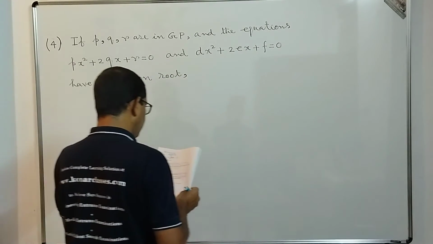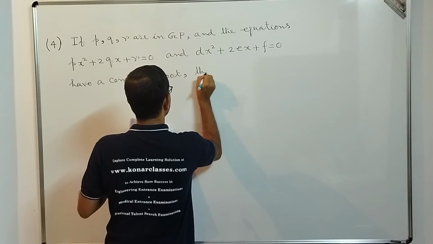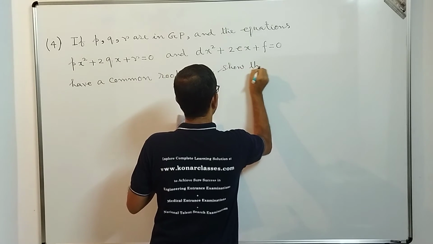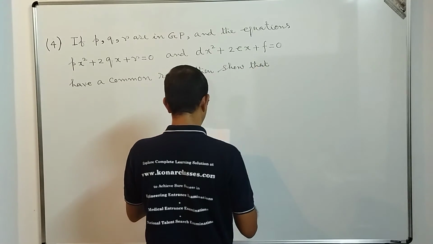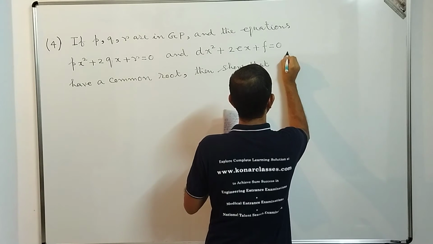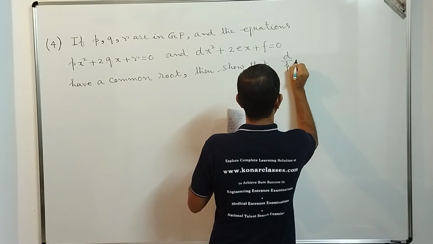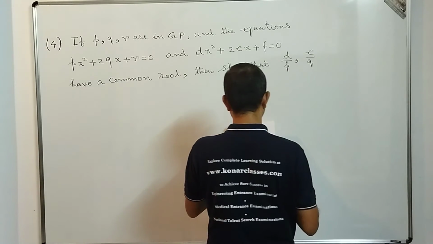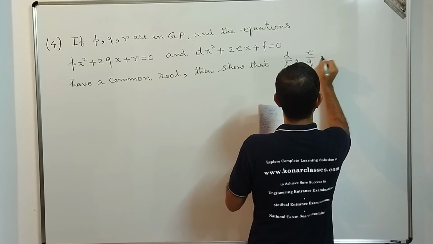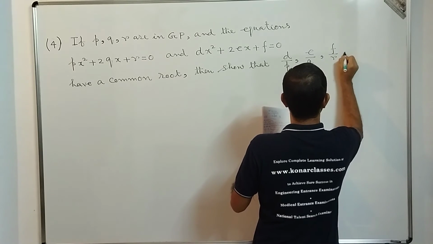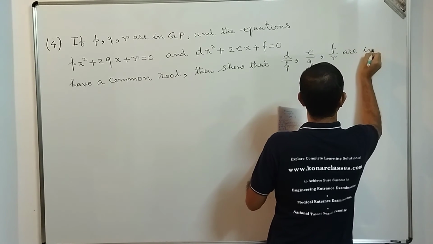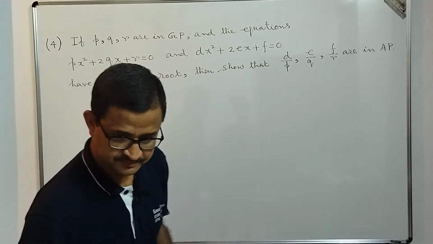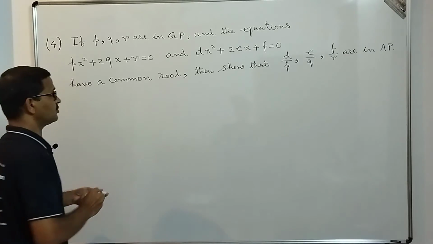then so that d by p, e by q, f by r are in AP, that is arithmetic progression. Okay, so how to do that?